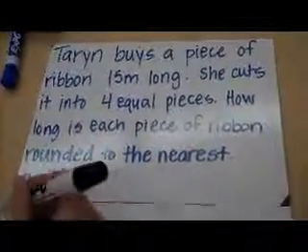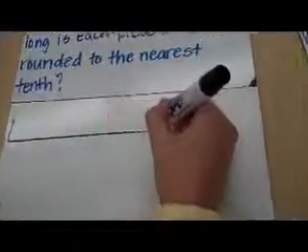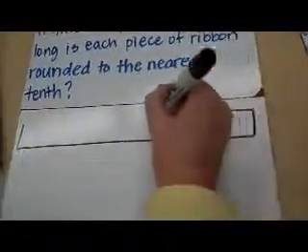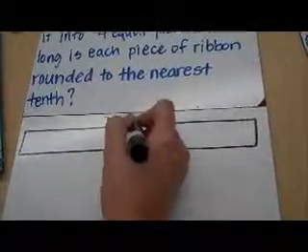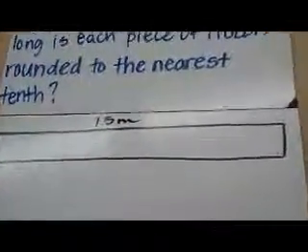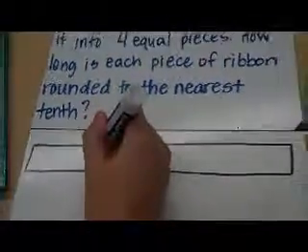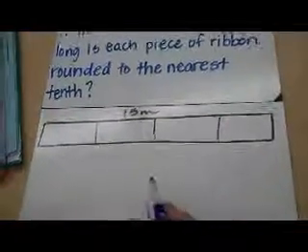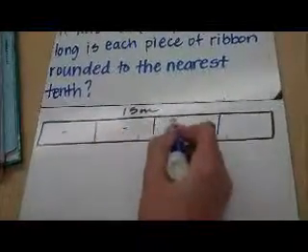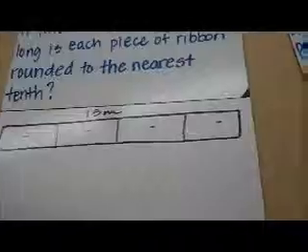tenth. So I'm going to draw out my piece of ribbon. You know Miss Pickens, she's quite the artist here. So we have 15 meters long of ribbon. And we know that she's cutting it into 4 equal pieces. 1, 2, 3. Those are all equal pieces. 1, 2, 3, and 4 equal pieces.